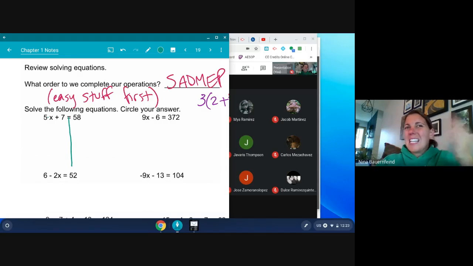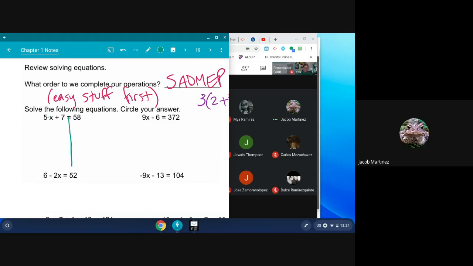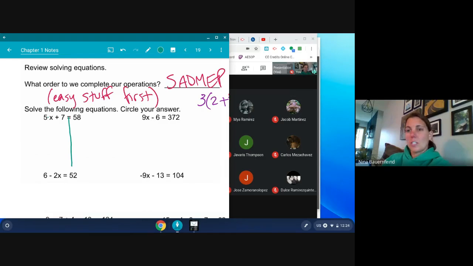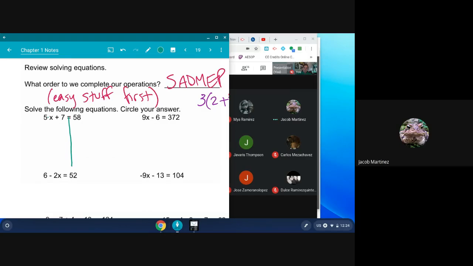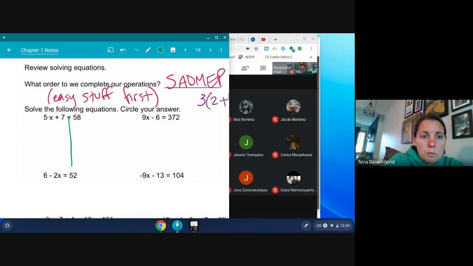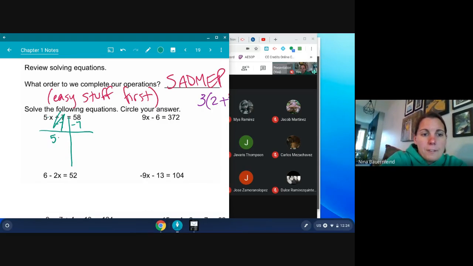Which of those is easier? Like what do you learn first in elementary school? Addition? Yes. So addition's the very first thing that you ever learn, so we're going to deal with that first. Well, what's the opposite of addition? Subtraction? You got it. So we're going to subtract 7. Those are gone. And you have 5x equals 58 minus 7 is 51.